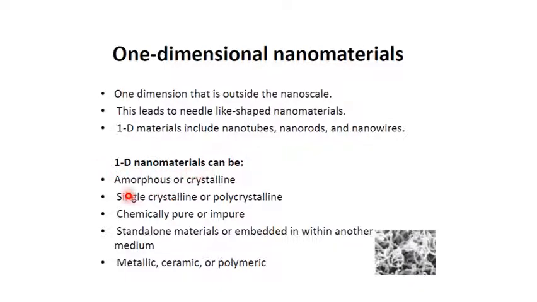One-dimensional nanomaterials can be crystalline or amorphous. They can be in the form of single crystalline or polycrystalline form. They can be chemically pure, made up of only one element, or made up of more than one element, so they can be impure. They are standalone materials or embedded within another medium. Individually they can exist, and they can be embedded into another medium in the form of a composite. They can be metallic, ceramic, and polymeric. Metals, ceramics, and polymers can all form one-dimensional nanomaterials.